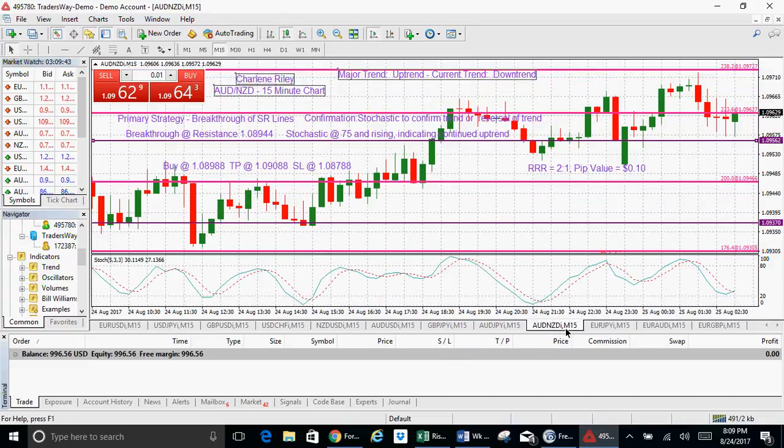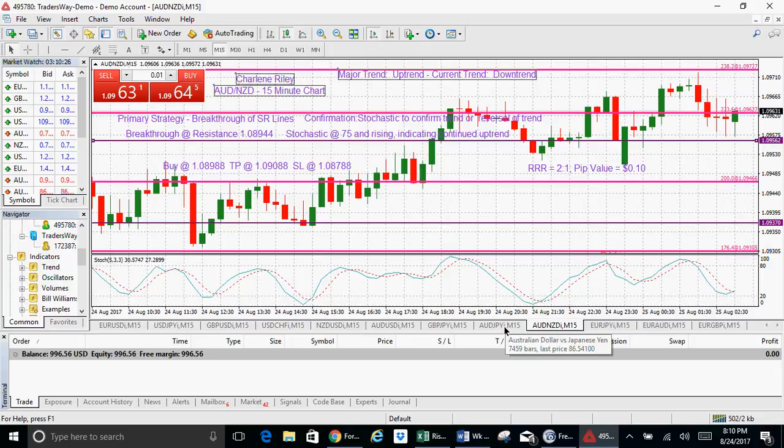So now I'm going to peek back at my Australia and New Zealand, and I see we've already entered into a new 15-minute period. The major trend is the uptrend, and the current trend is the downtrend. But we're having a little consolidation or market uncertainty right now. But I'm seeing that we're about to enter into an uptrend, possibly. So we'll wait to see what's going to happen there.